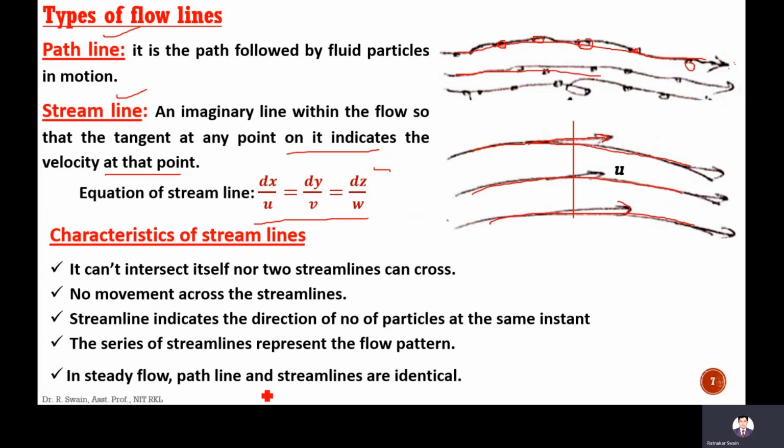In steady flow, the path line and streamlines are identical. In unsteady flow, velocity changes, so the path line and streamline change. But as long as the flow is steady, the path line and streamlines are both the same. Both are identical.